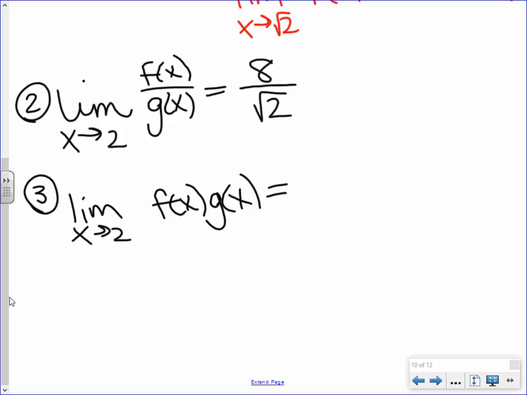Pod 5, what's your common answer? A radical 2. A radical 2. Do you agree with pod 5? Yes, I do. I agree with pod 5 as well.